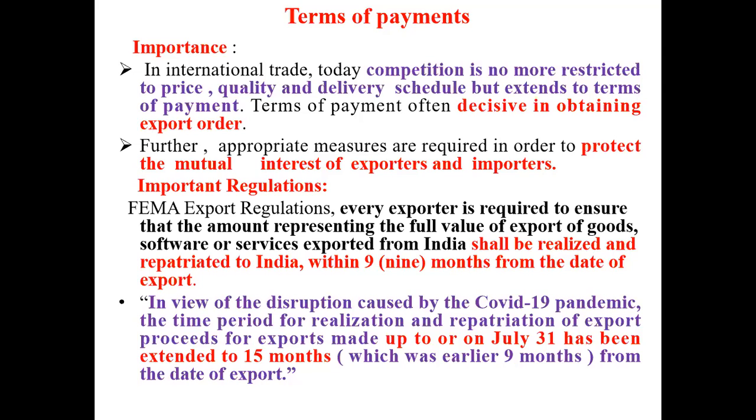So, keeping this in view, the Indian government has relaxed that whatever export is made up to 31st July should be realized within 15 months from the date of shipment. That means they have got around 6 months of relaxation regarding the recovery of the payment. Whatever export is done up to 31st July, the value of the export should be realized within 15 months instead of 9 months. You understand? So this is only for the goods which will be exported up to 31st July.